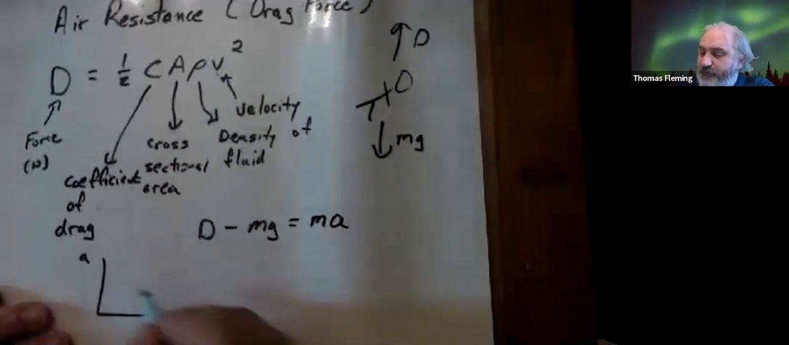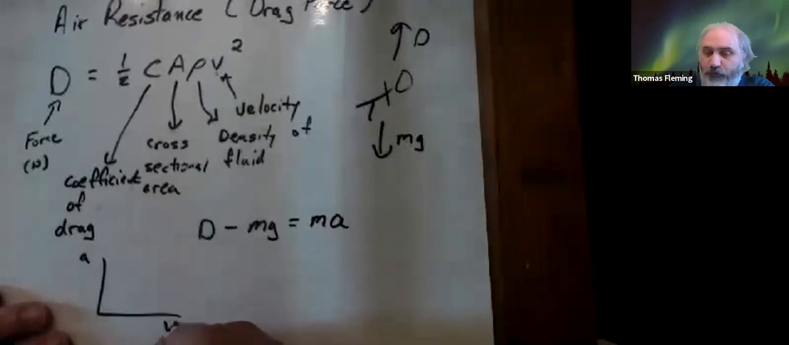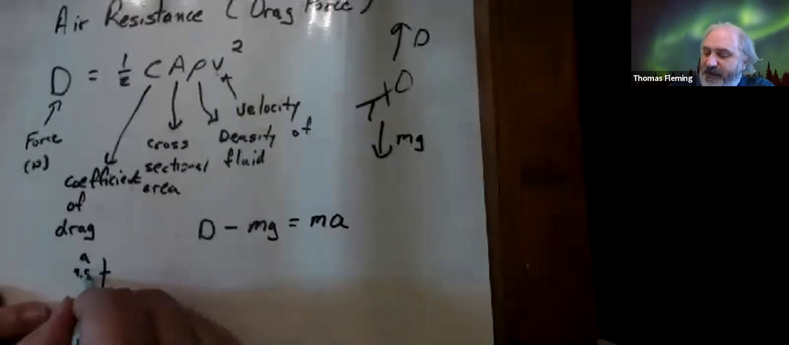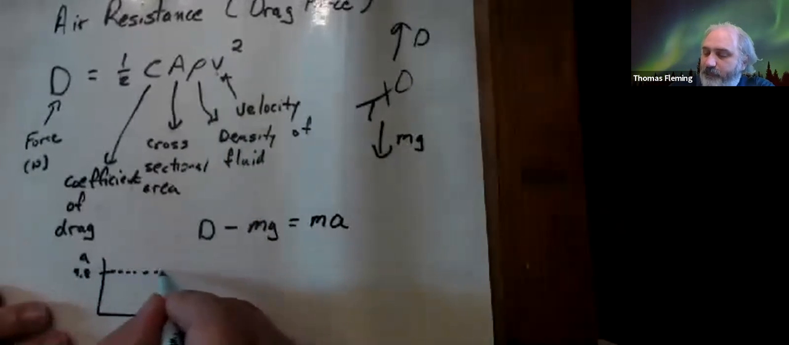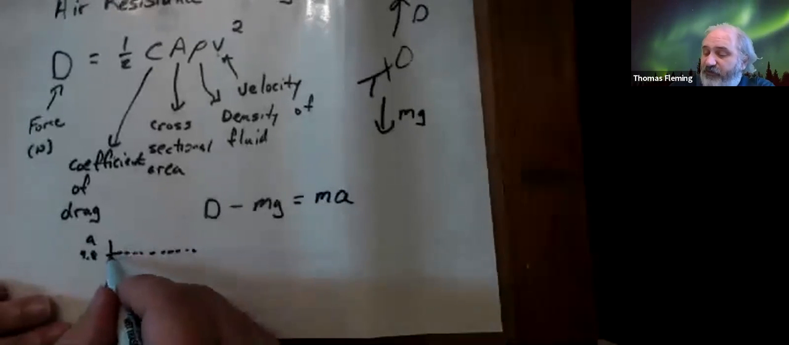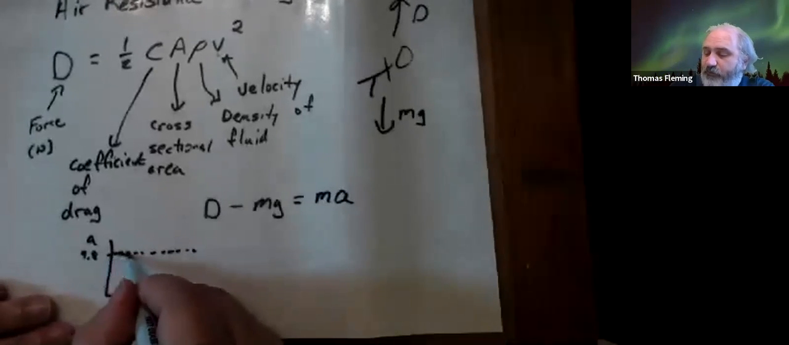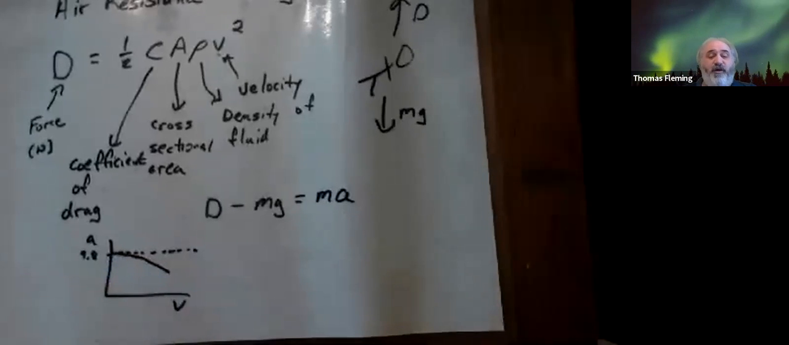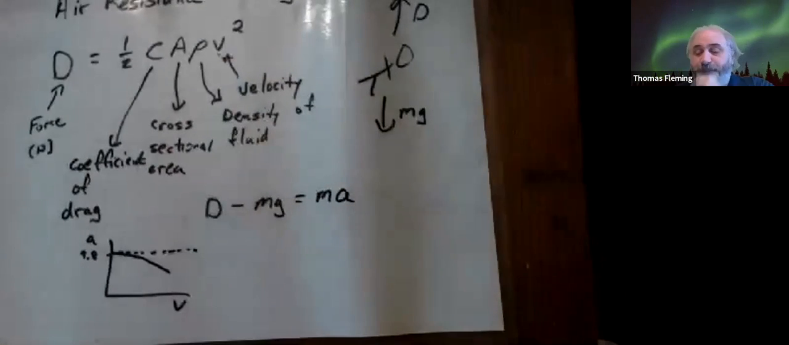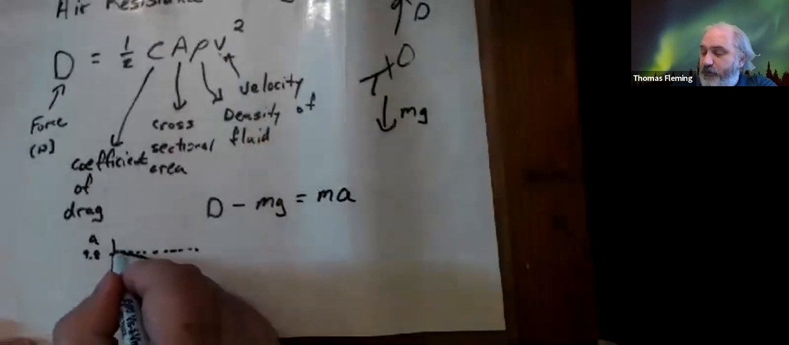So your acceleration, as a function of your velocity, you would expect it to be 9.8 all the time if there was no air resistance. But because air resistance is there, it's going to start off at 9.8. It's going to decrease over time. Right? That's what we're going to expect to see happen. It's going to decrease quadratically because that's squared. So it'd be like a parabola.